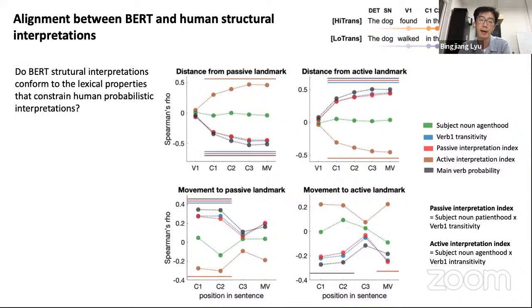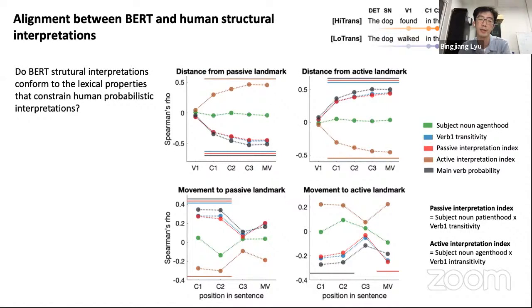Moreover, as predicted by the constraint-based approach, BERT structural measures also conform to the multifaceted probabilistic constraints that are considered by human listeners. Their movements in the model space are correlated with subject noun semantic role preference and the first verb transitivity estimated from large corpora.